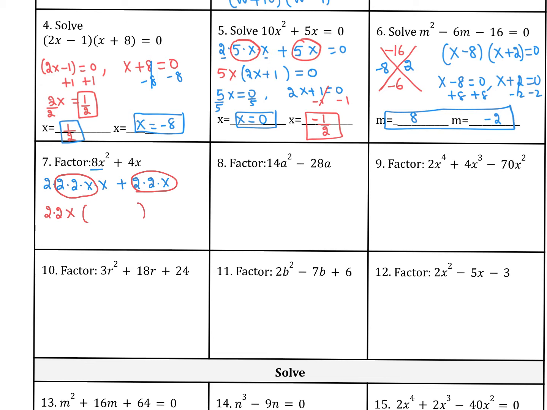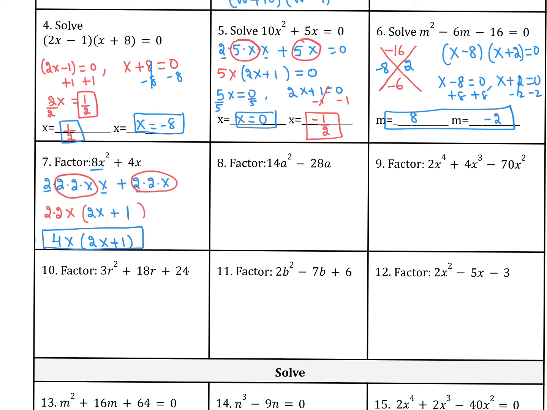So what is left inside, the blue writing, is 2x. And don't forget, if you take the whole thing out, what is left in its place should be 1. So your answer should be 4x times 2x plus 1.